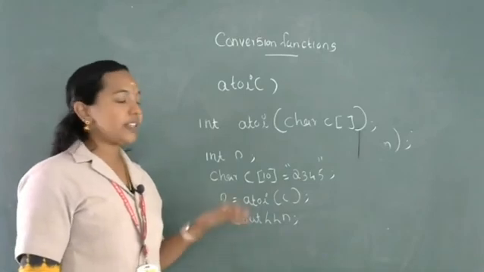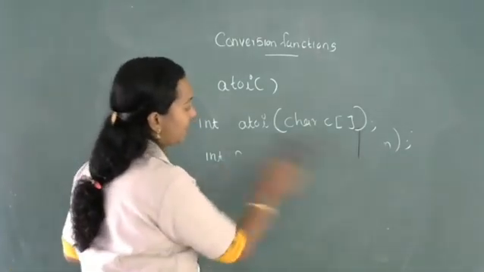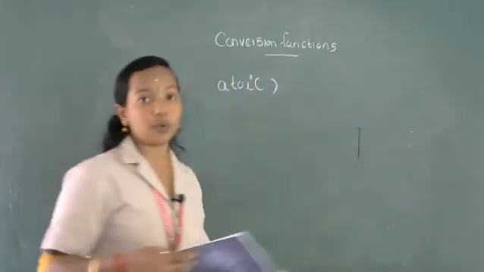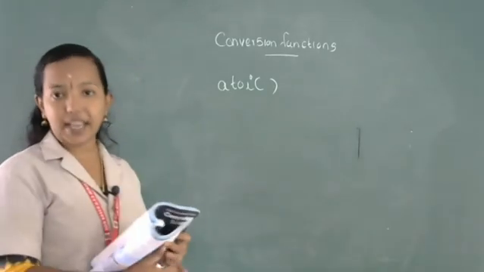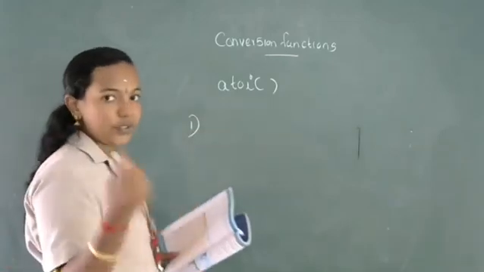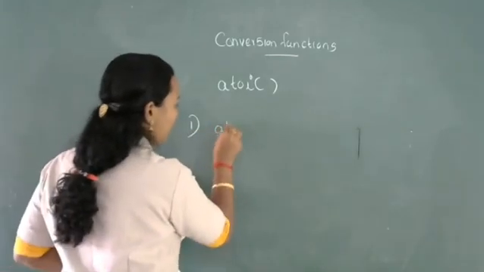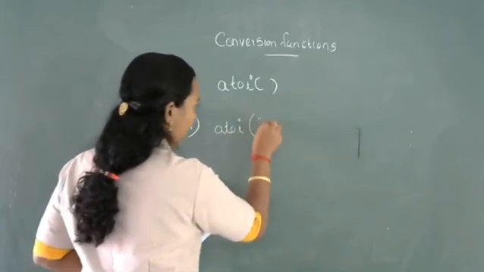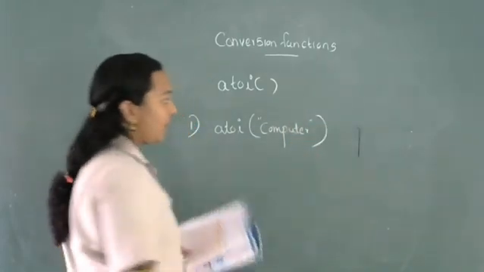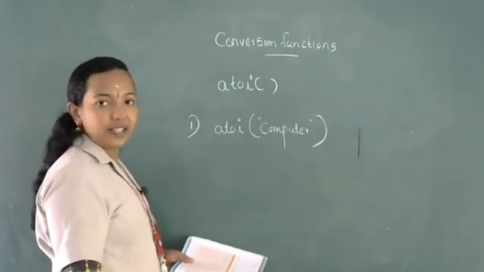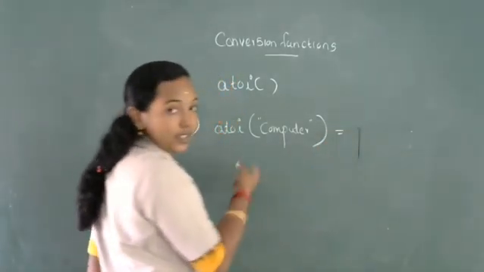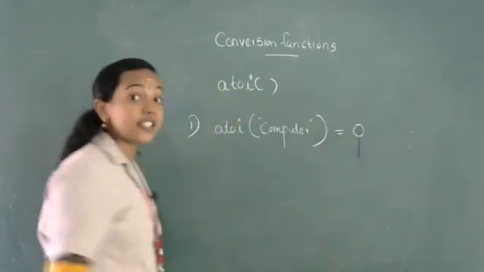Then if we are executing the A to I function, there will be some kinds of difficult situations. That means there will be a chance of getting zeros. So here I am going to give some examples. According to the examples, we can identify. So here I am going to convert a string into integer. A to I computer. If we convert computer into integer, what will be the result? Computer, we can't convert it into a number because it is a string. So it will return 0.